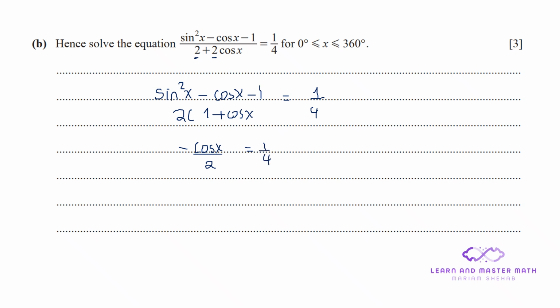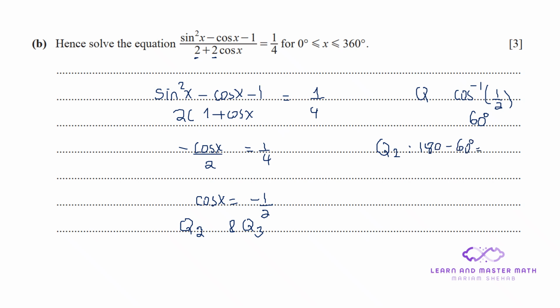If you multiply by negative 2, this will be cosine x is equal to negative half. We have cosine x negative in quadrants 3 and 2. So quadrant 2 and quadrant 3. But first we have to pass by quadrant 1. For quadrant 1, the inverse cosine of half is equal to 60 degrees. So the basic angle is 60 degrees. For quadrant 2, we get 180 minus 60 degrees, which is equivalent to 120 degrees.